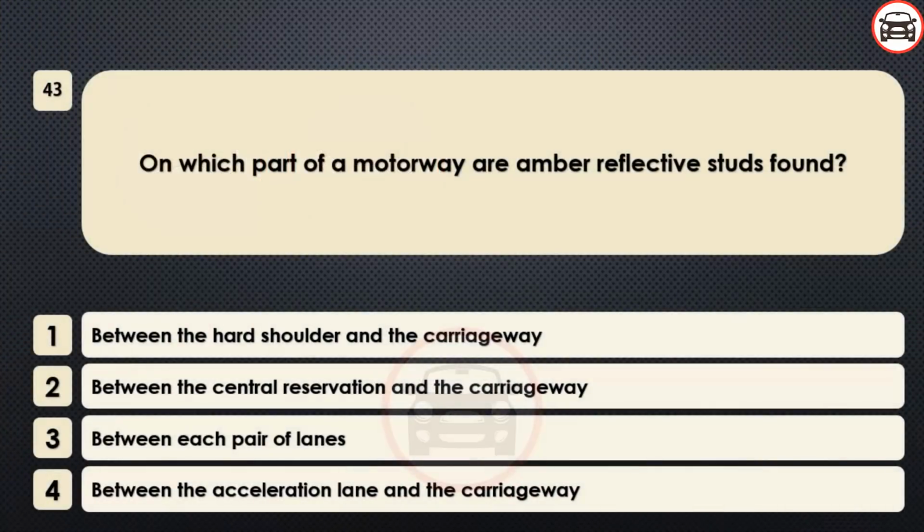On which part of a motorway are amber reflective studs found? 1. Between the hard shoulder and the carriageway. 2. Between the central reservation and the carriageway. 3. Between each pair of lanes. 4. Between the acceleration lane and the carriageway.